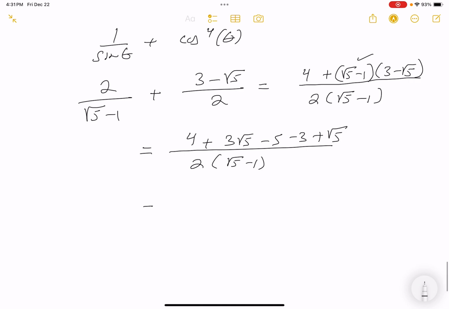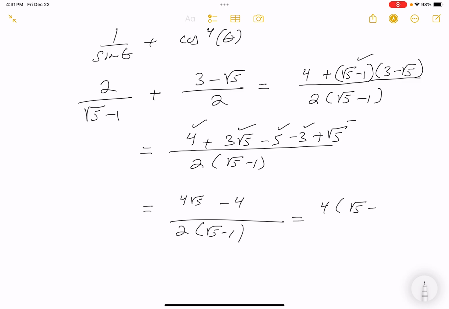Let's pull things together. It looks kind of complicated, doesn't it? Minus 5 minus 3 is minus 8. Minus 8 plus 4 is minus 4. And this is going to give me 4 root 5s. And that's all over 2 times root 5 minus 1. What do you get there? Factor a 4 out, and you get root 5 minus 1 over 2 times root 5 minus 1. Lo and behold, they cancel off. And 4 divided by 2 is 2.